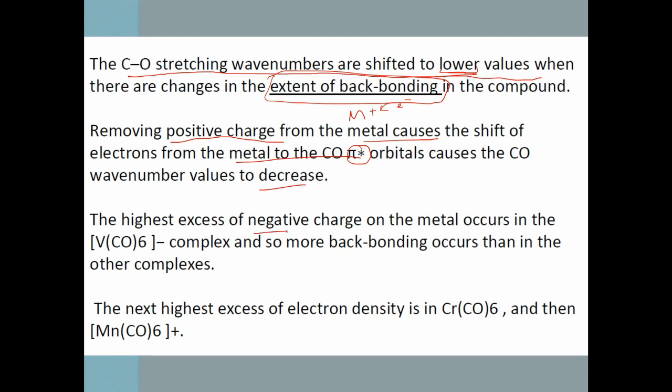The highest excess of negative charge on the metal occurs in V(CO)6, as we've seen in the previous table. So more back bonding occurs than in other complexes. Removing positive charge or introducing negative charge gives almost the same idea. But if there is already a negative charge present on the metal, more back bonding occurs compared to other complexes. So the next highest electron density is Cr(CO)6 and then Mn(CO)6 plus.